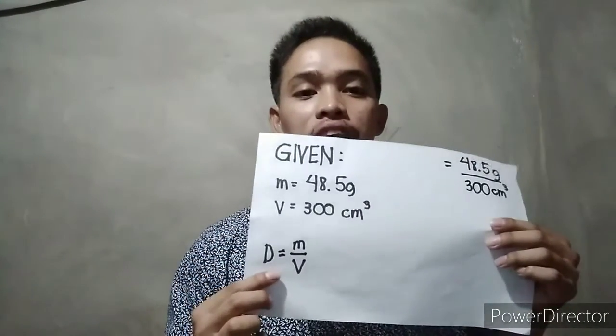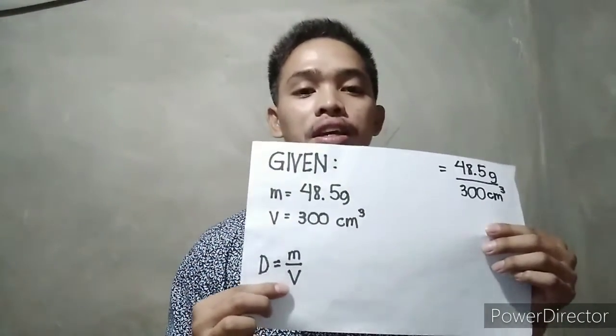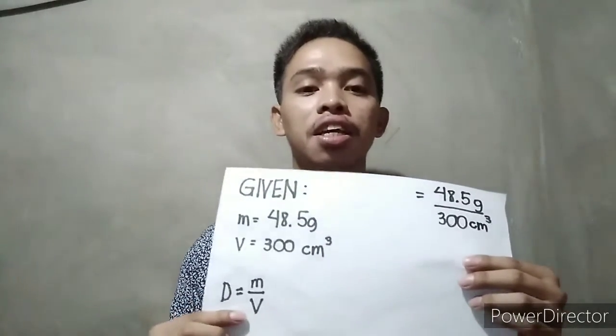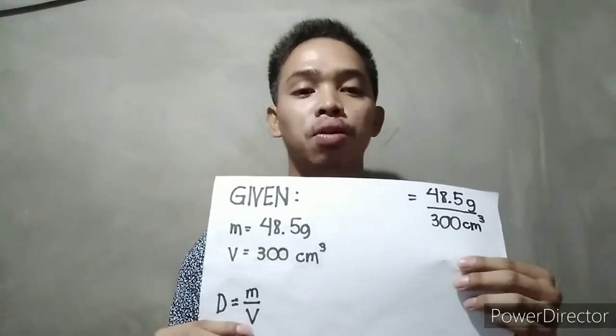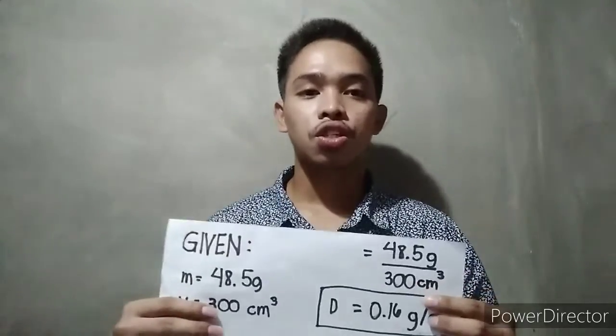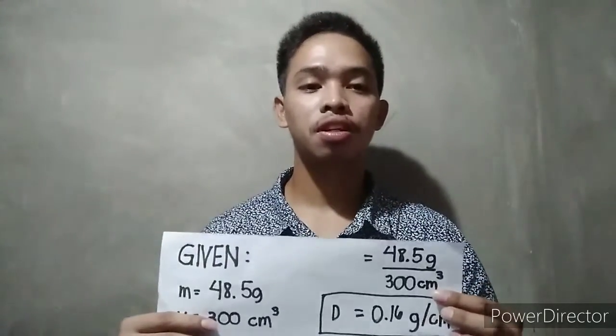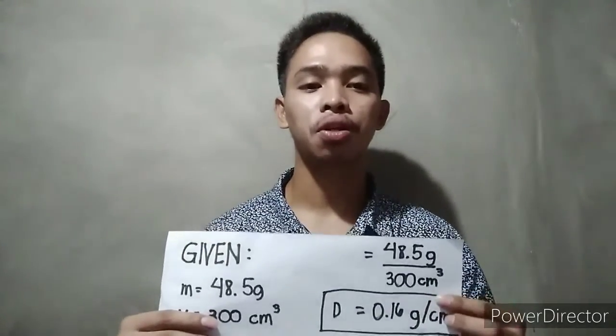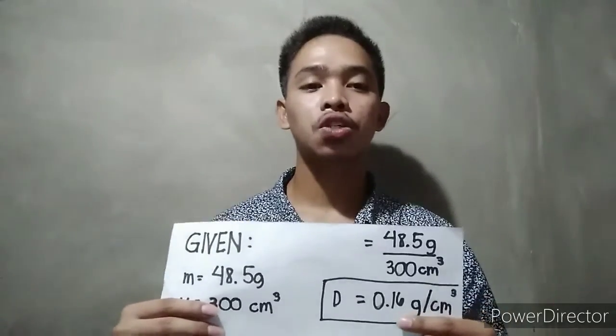So the formula for density is D equals m divided by V, or density equals mass divided by the volume. So the mass of scrap metal is 48.5 grams, divided by 300 cubic centimeter, which is the volume. So 48.5 grams divided by 300 cubic centimeter is equal to 0.16 grams per cubic centimeter.